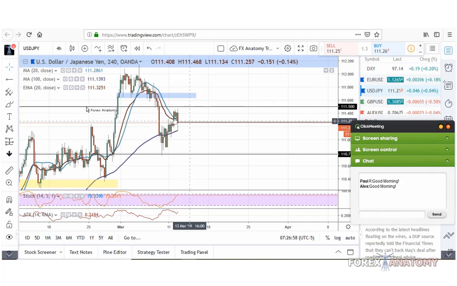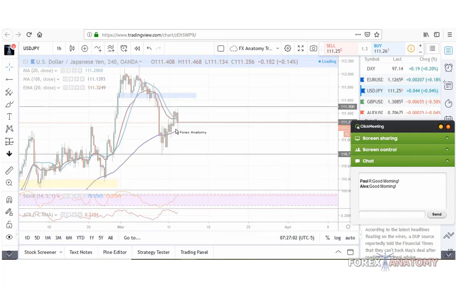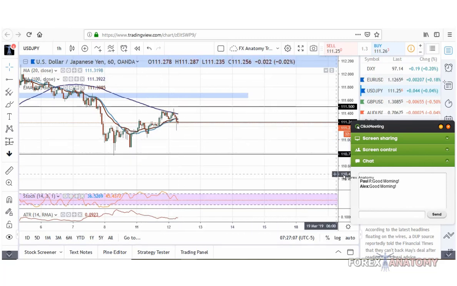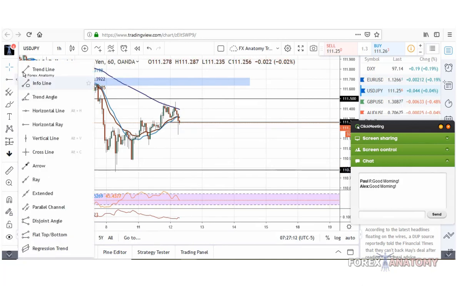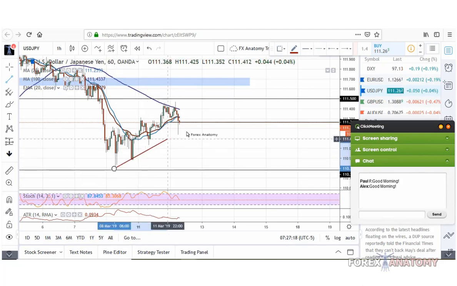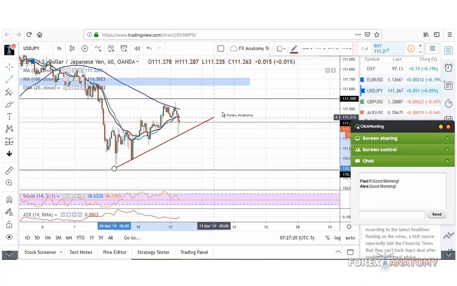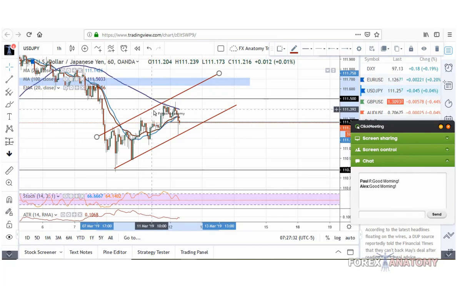Let me just do this before we close out, because this pullback was similar to what we saw before on the Euro USD. If you really want to play it safe, we can wait for price to break this ascending trend line support. We can clone this line and drag it up here, and we can see that price is channeling just like the channel that was created on the Euro USD.